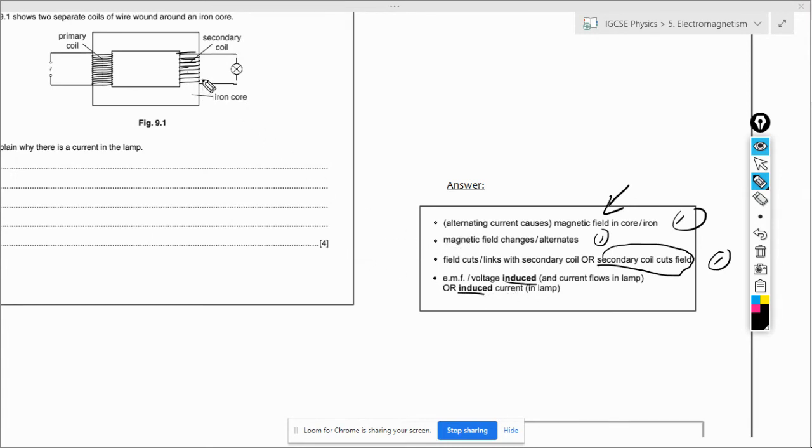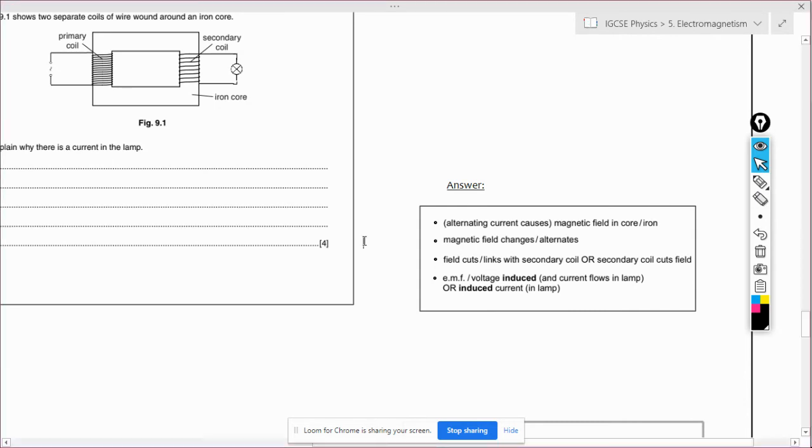So because the secondary coil is cutting field lines, that induces an EMF or a current in the secondary coil, which contains the lamp. So it's all there. I'll leave that uncovered so you can see it when you look at the presentation yourself.